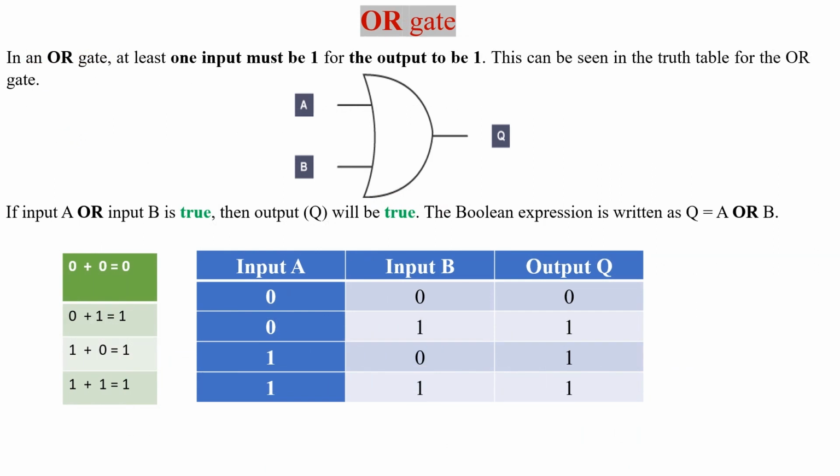Let's learn about OR gate. In an OR gate, at least one input must be 1 for the output to be 1. This can be seen in the truth table for the OR gate. This is the picture of OR gate. If input A or input B is true, then output Q will be true. The Boolean expression is written as Q equals A or B.